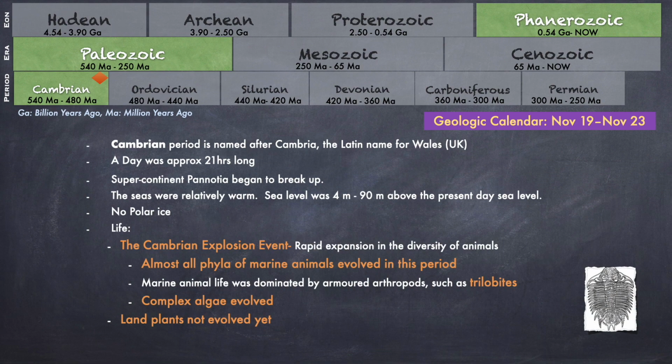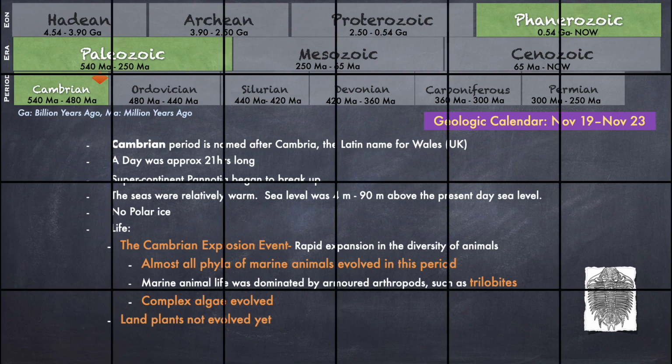This period is known for the Cambrian explosion event, which was a rapid expansion in life diversity of sea animals. Almost all phyla of marine animals evolved in this period. The marine animal life was dominated by trilobites and the complex algae evolved. There wasn't any land plant yet.